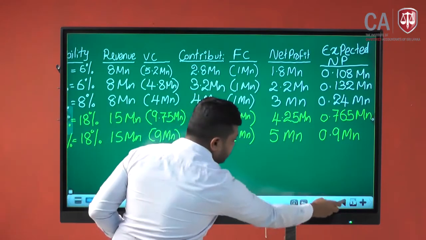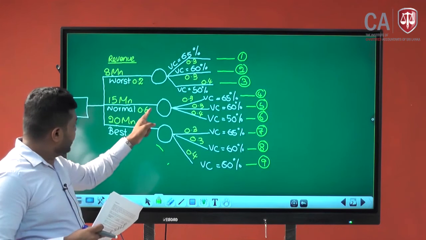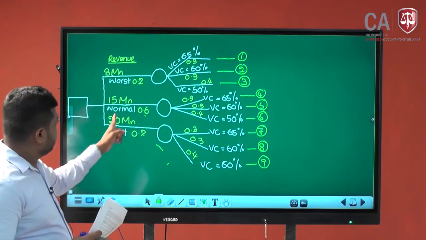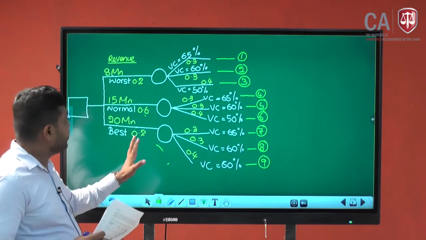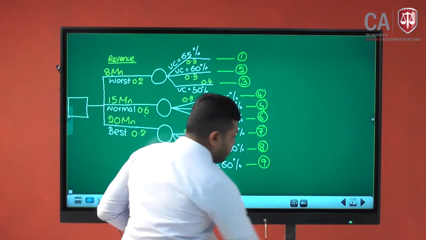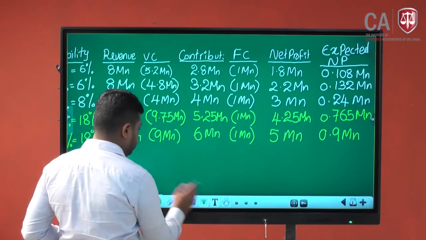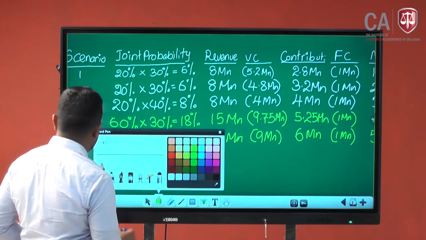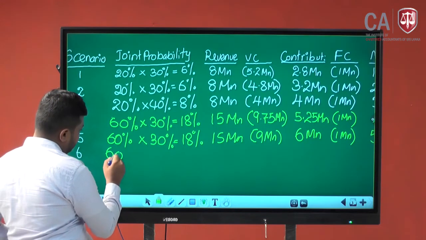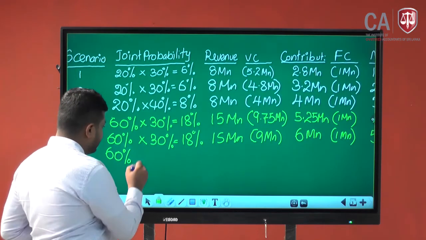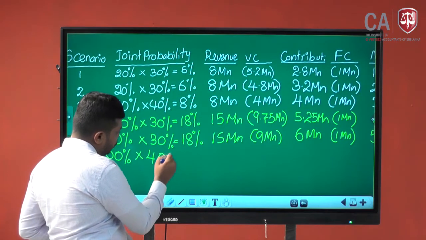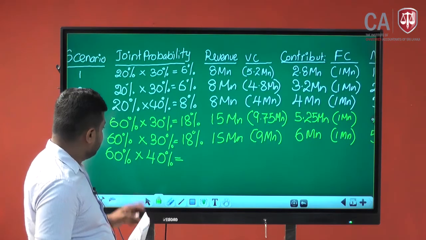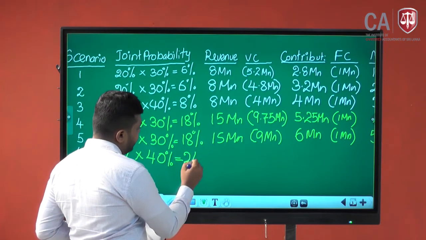Now, then we will move to the sixth scenario. Sixth, normal operation. Normal scenario when the variable cost equals 50% of the revenue. There is a 60% probability you will operate under the normal scenario, and a 40% chance you will reduce your variable cost to 50%. Then it will be a 24% joint probability.